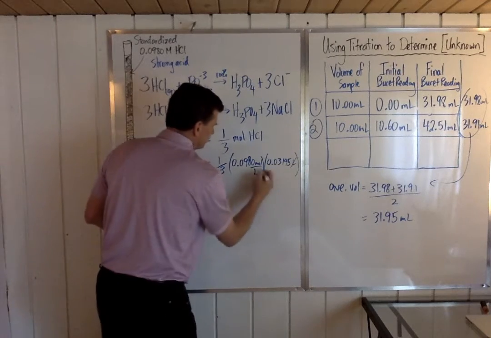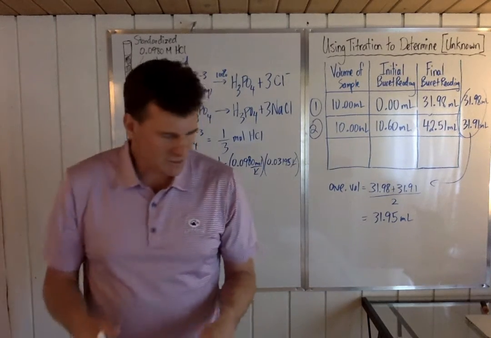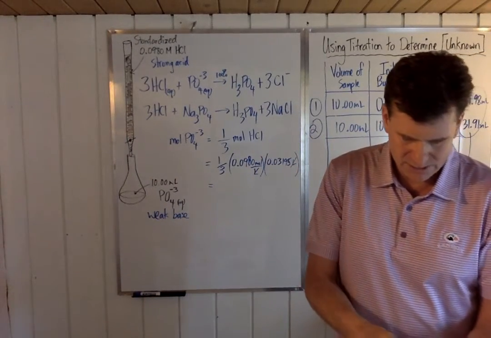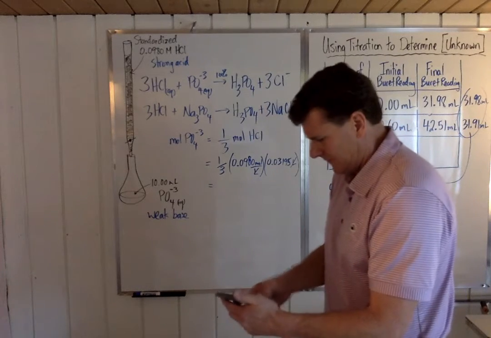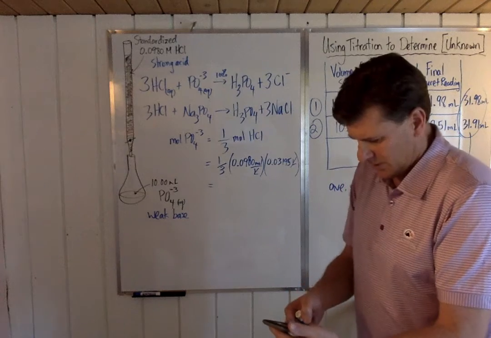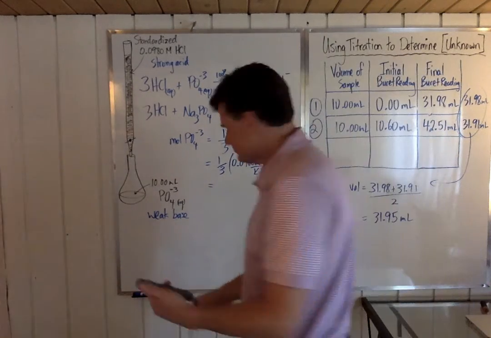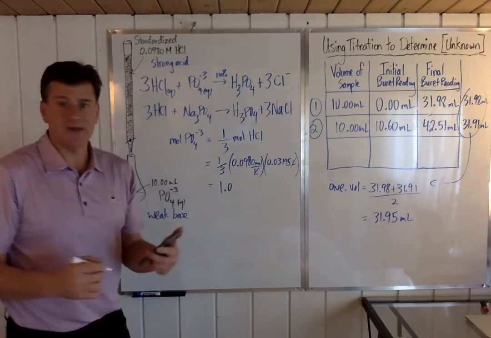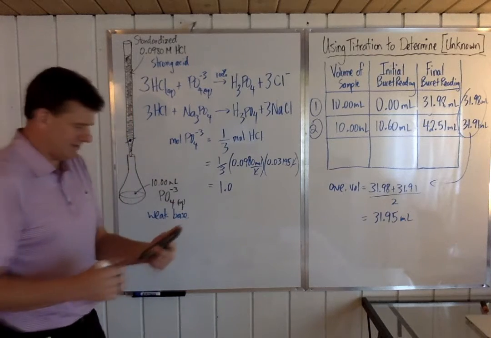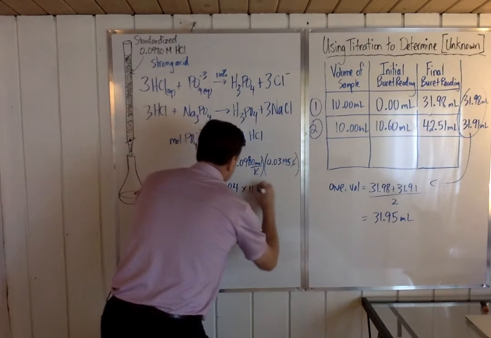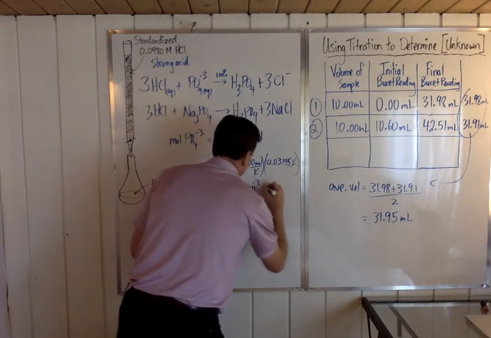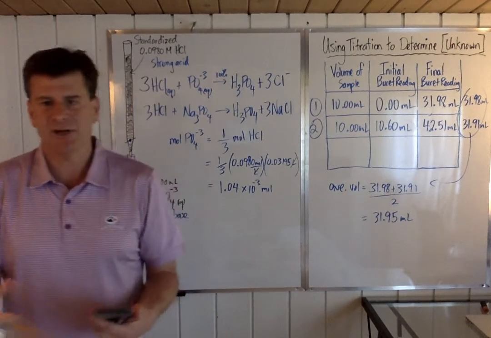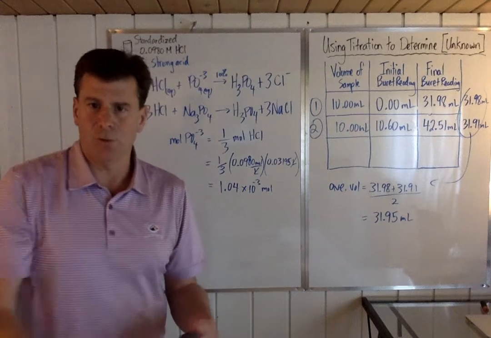Okay, and so my liters cancel, and this is going to come out in moles. So I do 0.980 times 0.03195 divided by 3. I'm checking my sig figs here. I've got 3 in the concentration, and that's the limiting one. So 0.0104, or 10.4 times 10 to the negative 3 moles. Okay, so you have to make sure that you have a balanced neutralization equation to use the stoichiometry to figure out the moles of the unknown.